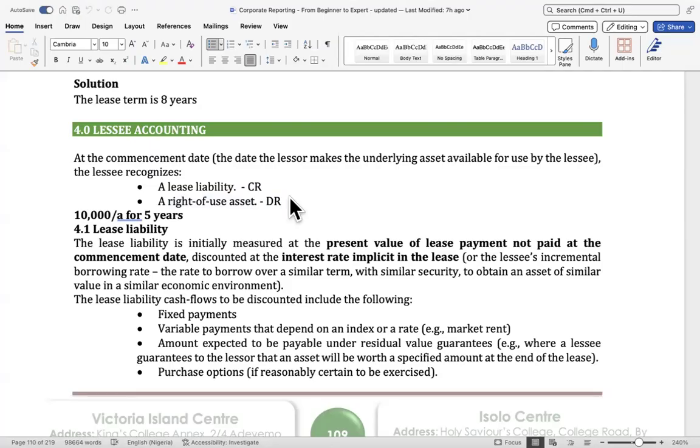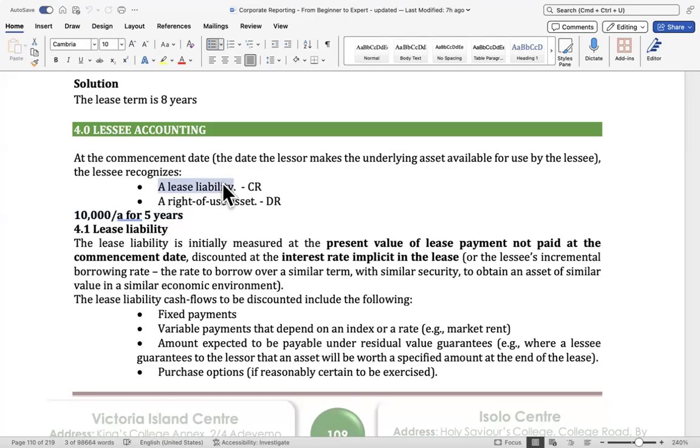If a lessee enters into a lease arrangement where he's paying 10,000 naira per annum for 5 years, and I asked you, how much will this guy recognize at the commencement date? Some people said 50,000. Some people said present value of 50,000. The answer is the present value of that 50,000. That is what he will recognize today as liability, because as soon as he enters into that arrangement, he owes the entire 10K per annum for 5 years.